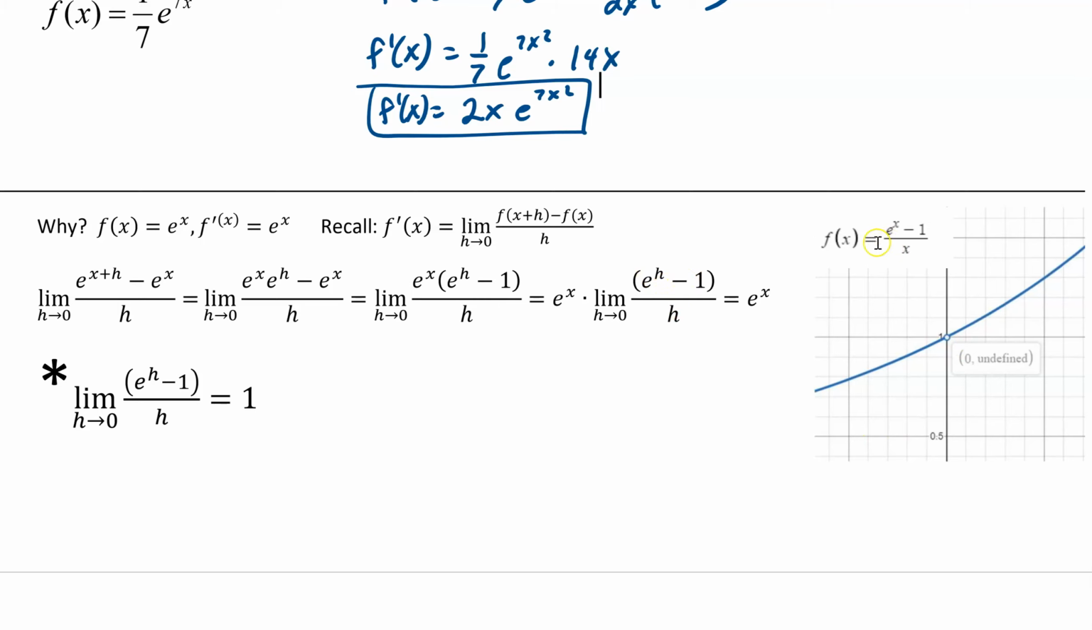And so I've plugged it into Desmos to show you what it is. Coming in from the left and the right, you can see they are both approaching 1. So even though it's undefined at that point, we don't care. It's the limit. So this limit is approaching 1. So what are you left with? 1 times e to the x, e to the x. It's a nice limit to remember. The limit as h approaches 0 of e to the h minus 1 over h is 1. So what that means is your derivative of e to the x is e to the x.